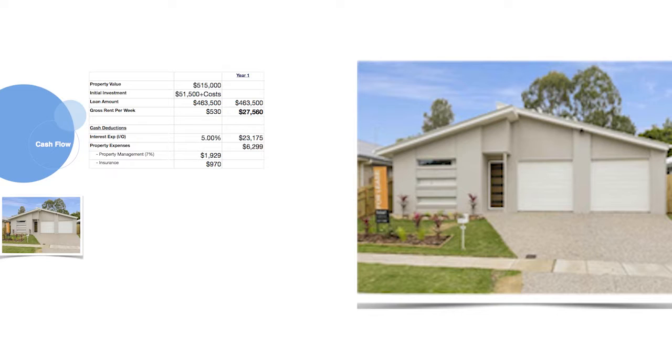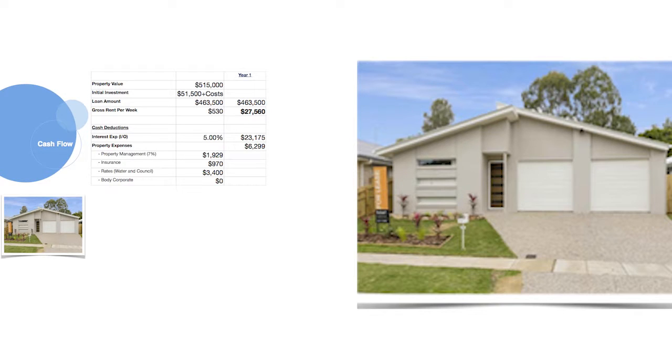Now, there's rates, water and council, which cost me $3,400 for the year. And in this case here, body corporate is $0 because, as I mentioned, it is a house. So the insurance is quite high there compared to if it was an apartment or a townhouse. It would be much lower insurance, but an apartment or a townhouse would also have a body corporate expense to factor in here. So far we've got the income of $27K, taking away the costs here, leaves me out of pocket per year $1,900.